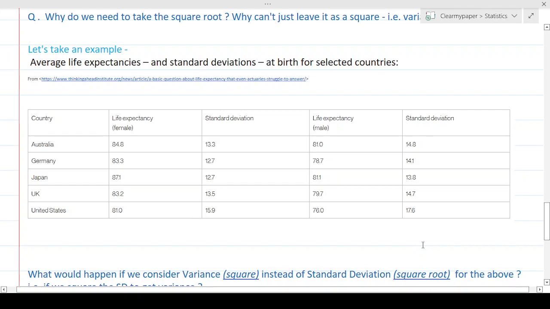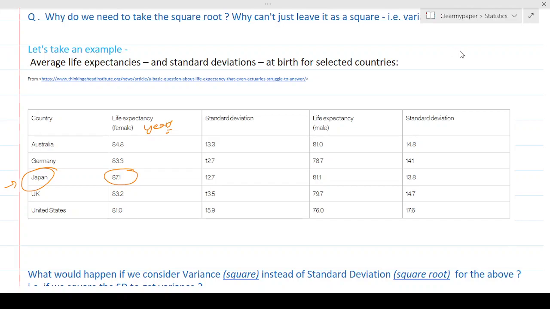I'm going to give you another example. Let's talk about average life expectancies and standard deviations, and I'll tell you what it means. Let's take the example of Japan, because the life expectancy in Japan is very high, and that's very interesting. So let's take female life expectancy. The female life expectancy in Japan is 87 years, okay? And this is in years. And what does it mean? For an average Japanese woman, the lifespan is 87.1 years. They can stay up to 87.1 years before they die.